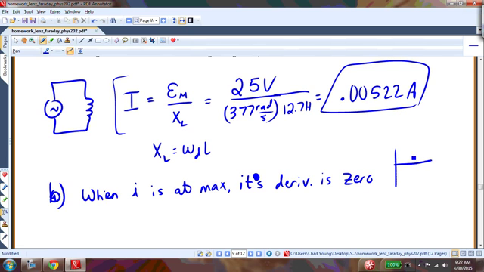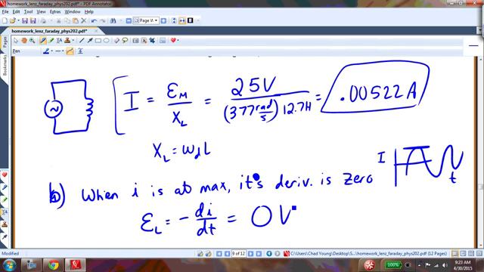Because look, if we're looking at a plot of current versus time, I'm not going to worry about the phase shift, but if I just plot current versus time, the current is at its max here, and the derivative of this function at this point is equal to 0. So when it's at its max, the derivative of the current is 0. That's important because the EMF of the inductor is equal to L di dt. And so if the derivative of the current function is 0, that means there's no EMF of the inductor. So that means that EL is equal to 0 volts.